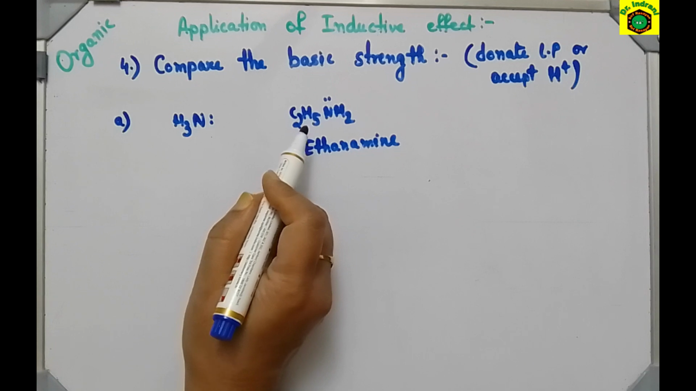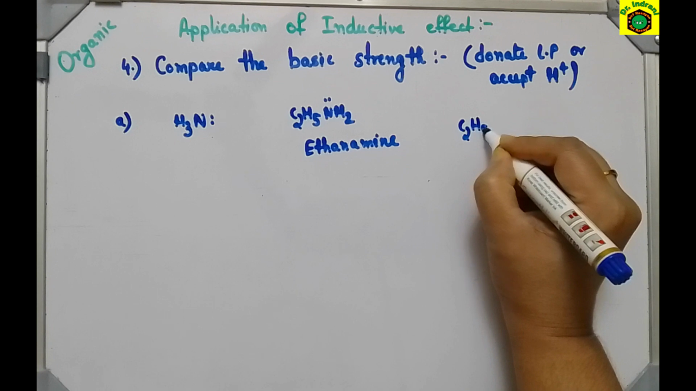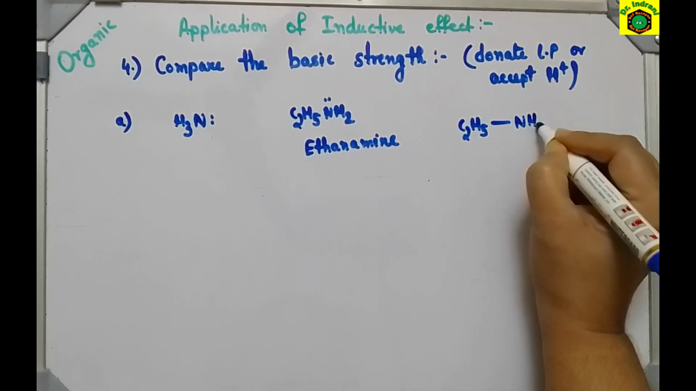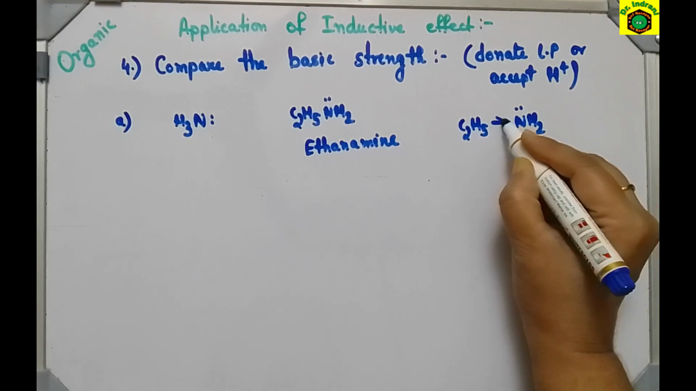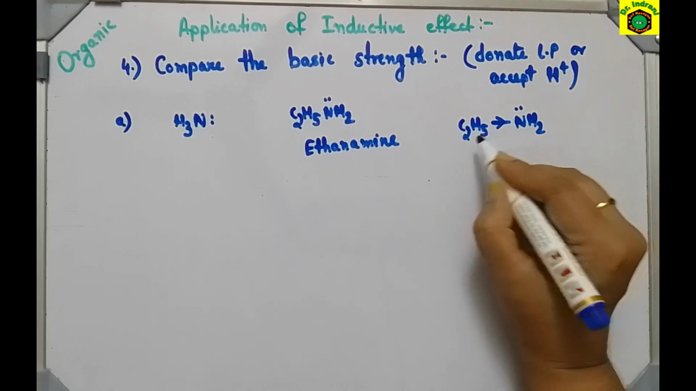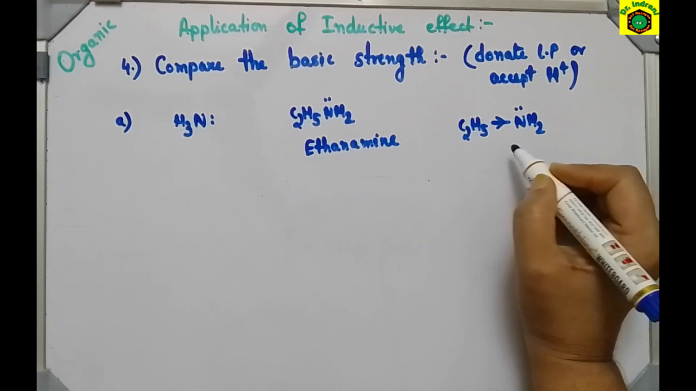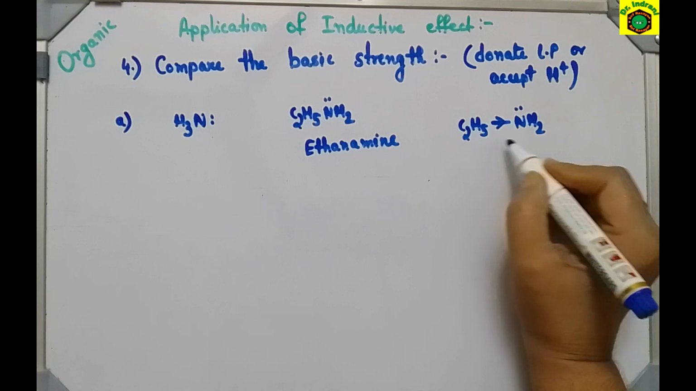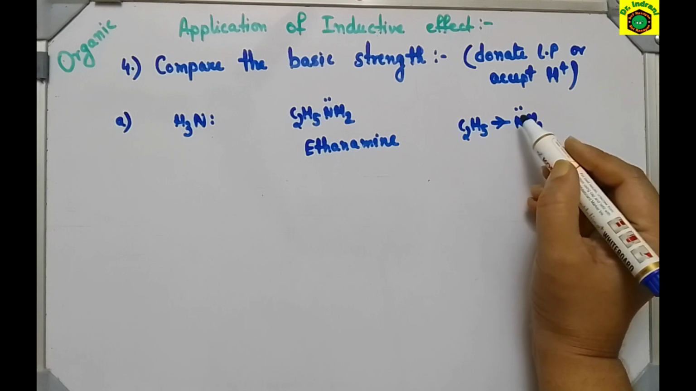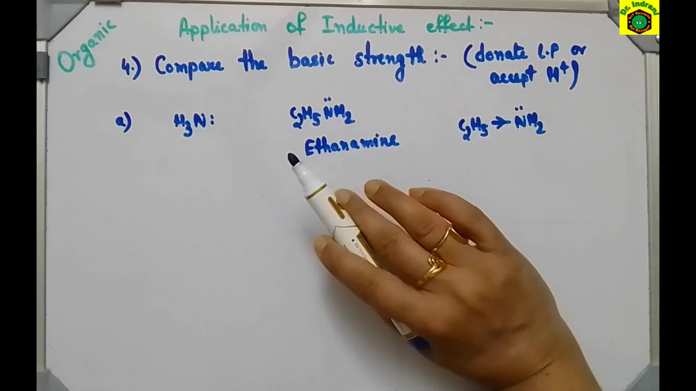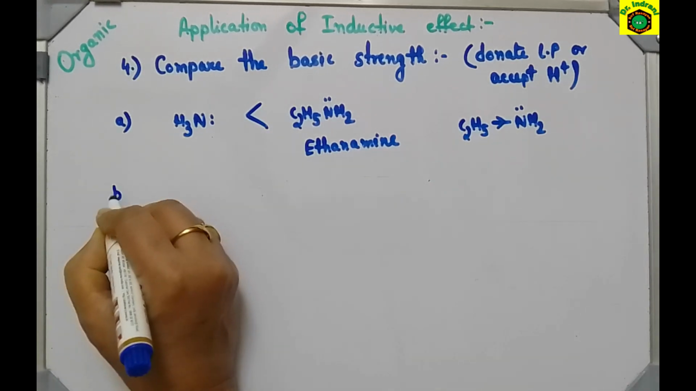Ethanamine is stronger base because, now see here, once again I am writing this structure. This is ethyl group, alkyl group. It is having plus I effect, electron releasing or electron donating effect. So ethanamine is strong base because plus I effect of ethyl group increases the electron density on nitrogen atom. So electron donating tendency of it becomes more than ammonia. So which one is stronger base? This one. Next example.